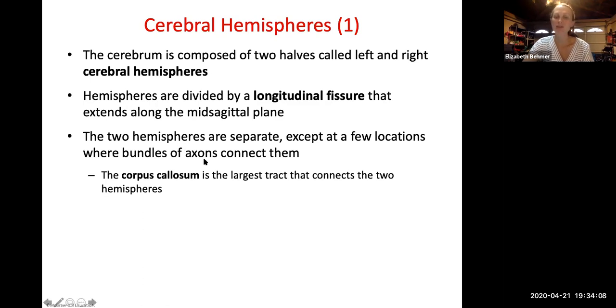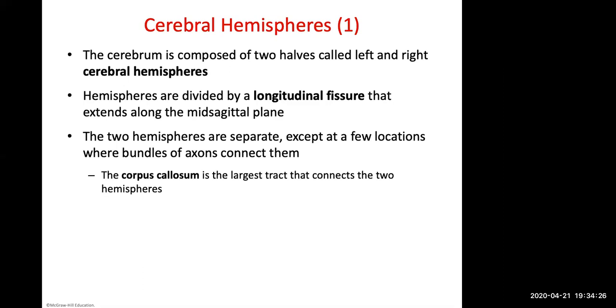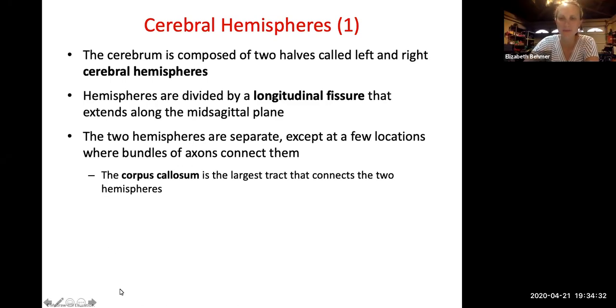The two hemispheres are separate, except at a few locations where bundles of nerve axons connect them. And the corpus callosum is the main pathway of communication between the right and the left hemispheres. And that's the answer to number 9, the corpus callosum.